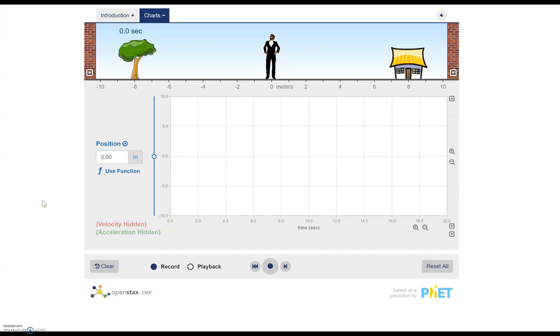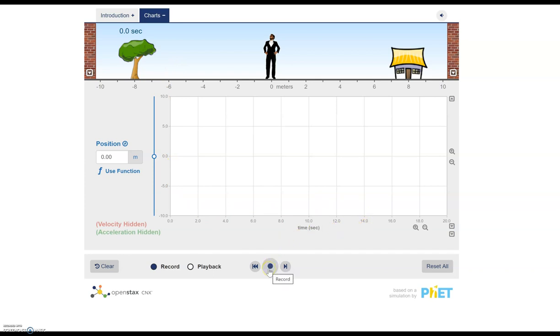So this simulation is called a moving man simulation, and you're actually going to be using it in part of the lab in module 2. So it'll be good to just get some experience of what this simulation is and what kind of features it has. And so what we have is the ability to move this man around, and we can create a position versus time graph. So position is on the y-axis, and then time is on the x-axis.